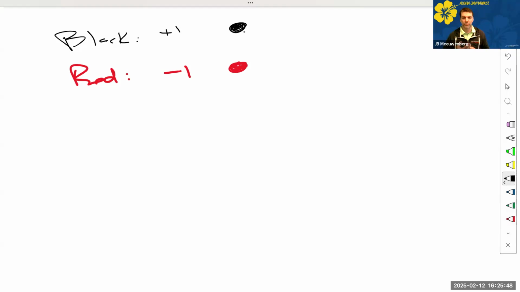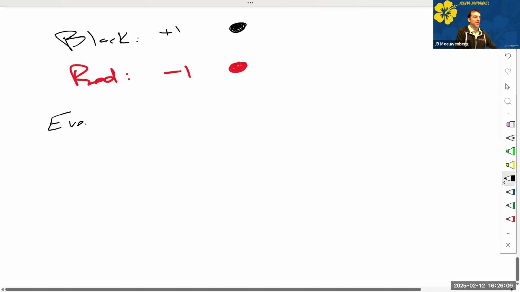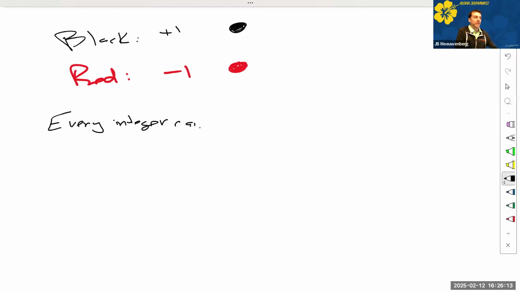It can also be helpful to think about it like money. Each black chip is a $1 credit. Each red chip is a $1 debit. And when you think about it like that, and the combining of the chips, every single integer can be represented an infinite number of ways. I'm going to jot that down. Every integer can be represented an infinite number of ways.